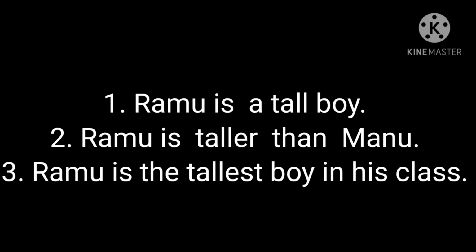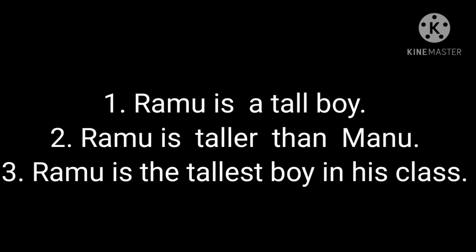So coming to the third sentence, we can see that Ramu is the tallest boy in his class. Here, we are attributing the quality in its maximum level. Among his class members, he is the tallest. That's why the quality is in its maximum level here. Here the first sentence is in positive degree. Here we just attributed that quality, tall. The second sentence is in the comparative degree because we compared the qualities of two persons there. And the third sentence is the superlative degree because we attributed the quality in its maximum level.